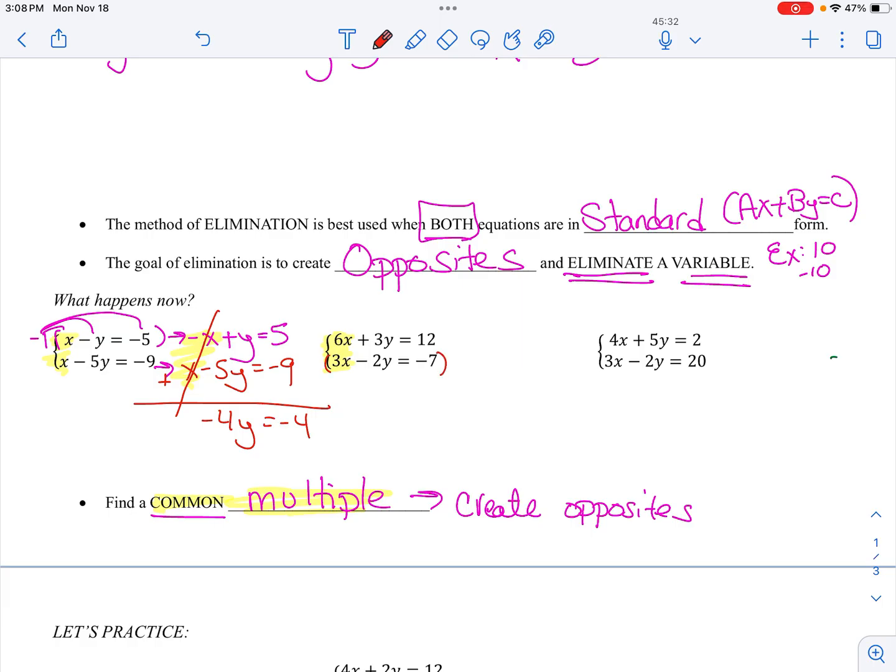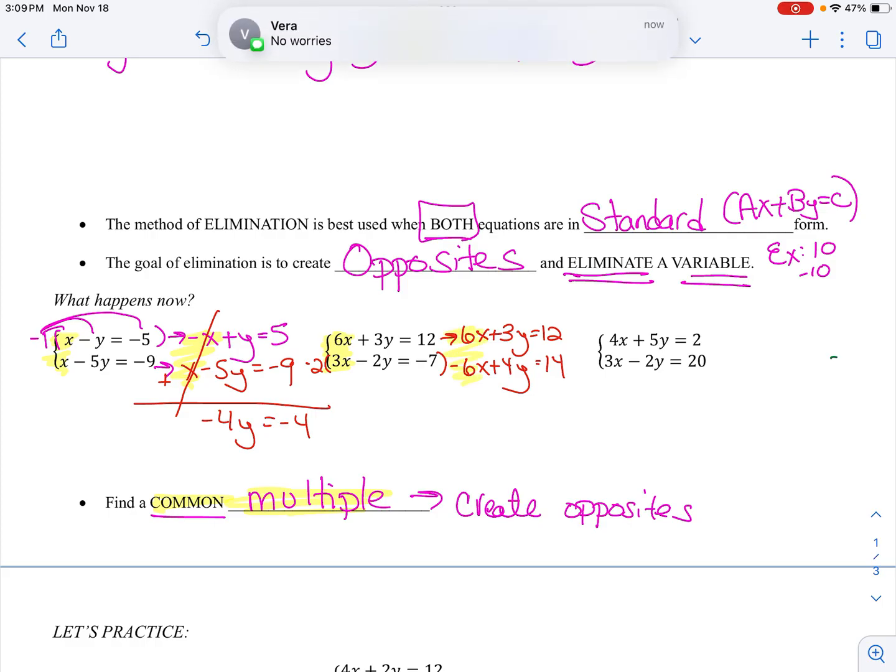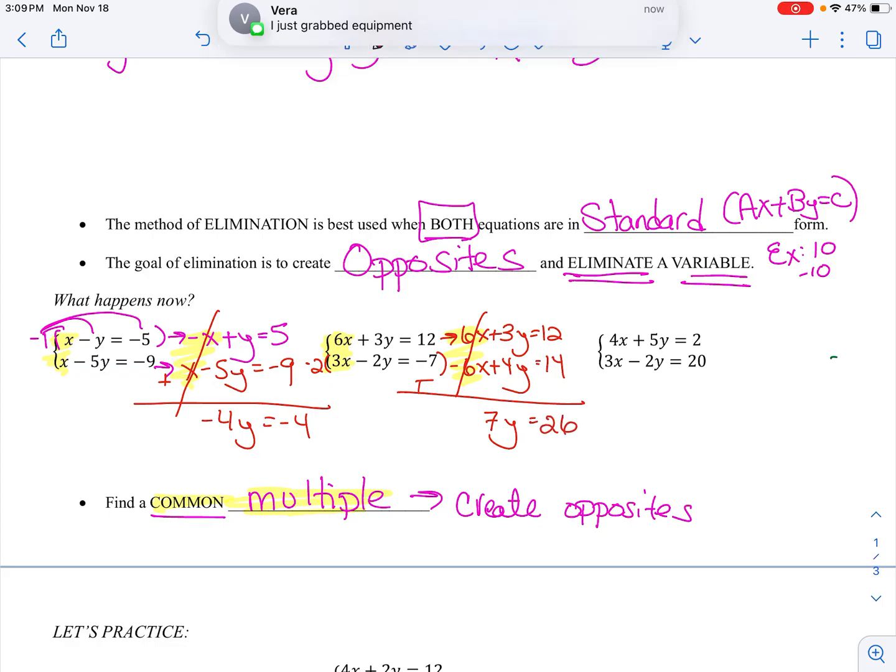If I multiply this bottom equation by -2, I could create an opposite because the top equation doesn't change. But the bottom equation now would be -6x. I got to do it to everyone. +4y and +14. And so now I have created opposites. And when I create opposites and add down, I end up with 7y equals 26. And then I would solve for y and do more math. Again, right now I'm just practicing creating opposites. All right, it doesn't matter which one I create opposites with either.